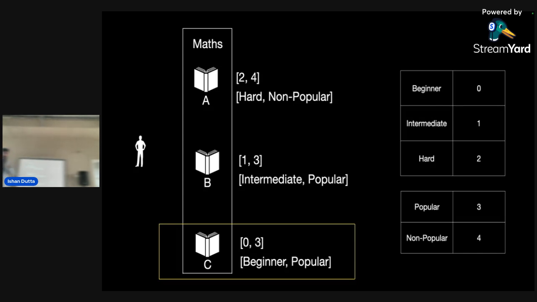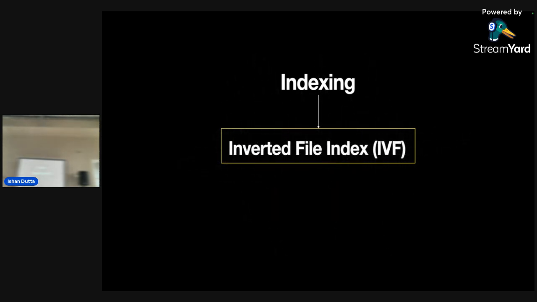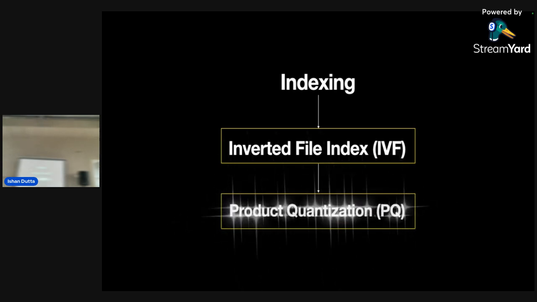We narrowed that down by creating such racks of maths, physics, and business. We narrowed that down further by using codes. Okay. Now, whatever you learned, there are two very good jargons within indexing. The first one is called inverted file index. And the second one is product quantization.